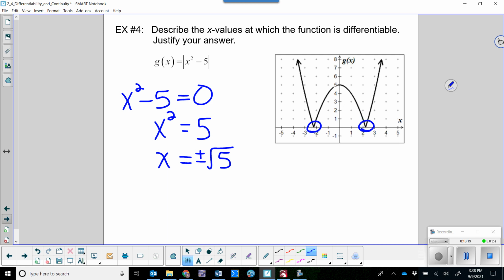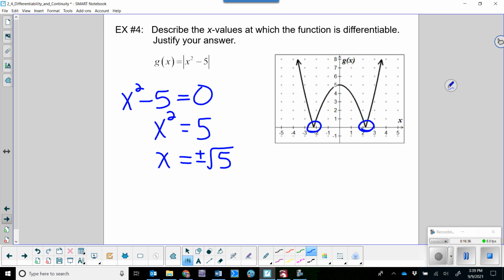Probably one of the most missed things in calculus is a lot of you would say, oh, the answer is x equals square root of 5. But there are two roots, plus and minus. Also look at the picture. If you look at the graph, you can see you've got a plus and a minus.